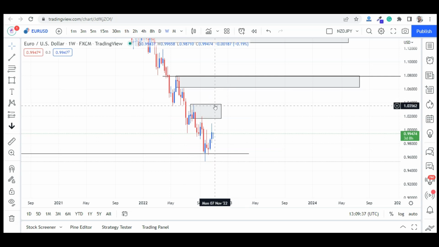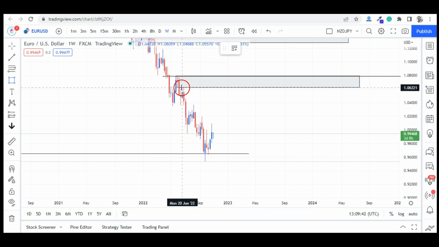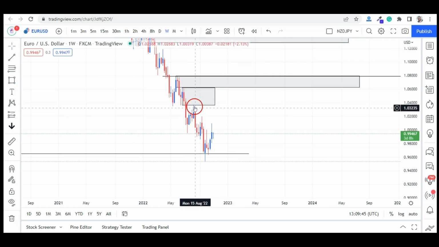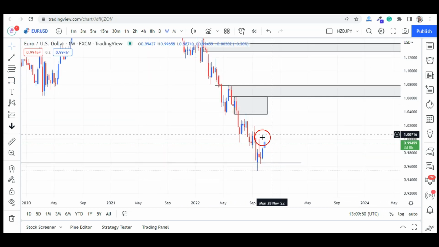Also, I believe there's an IPA here. There's an IPA here, which price also mitigated. Price came in and tapped into the IPA. So how do you trade this IPA?